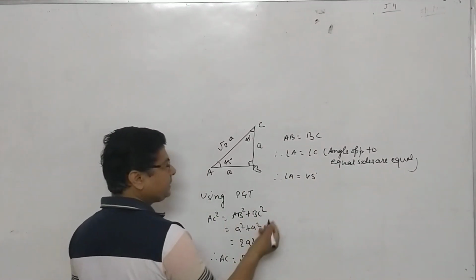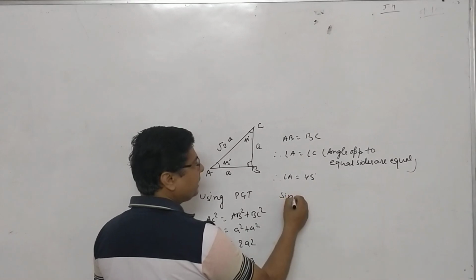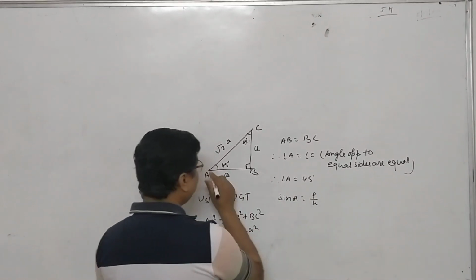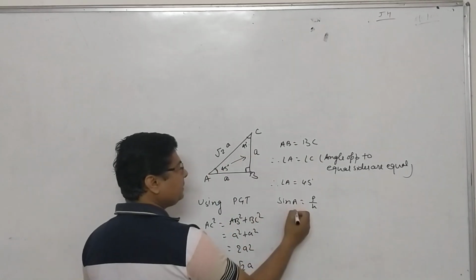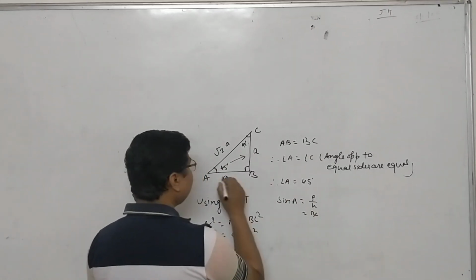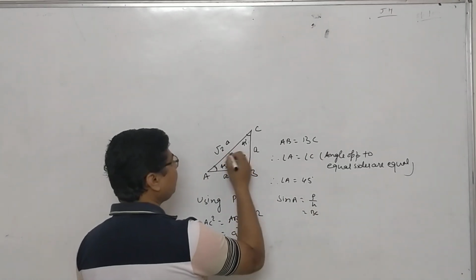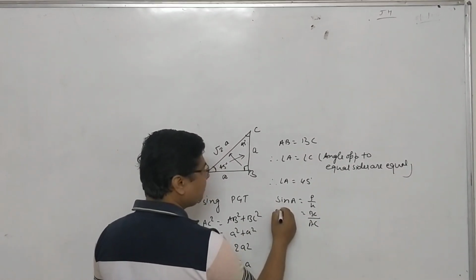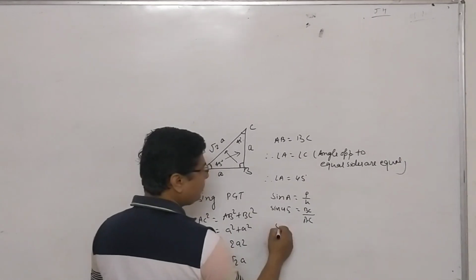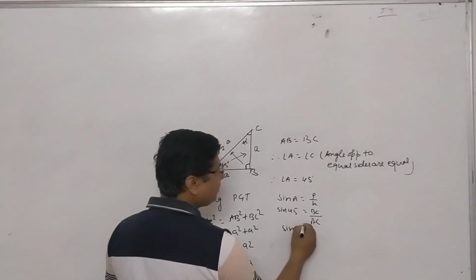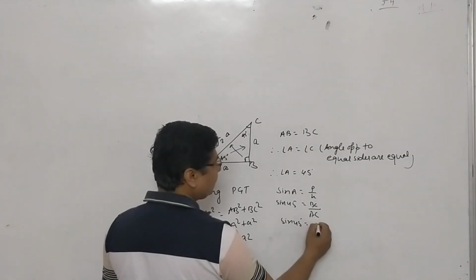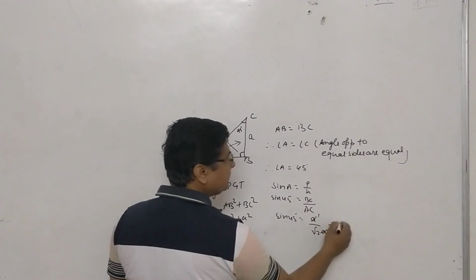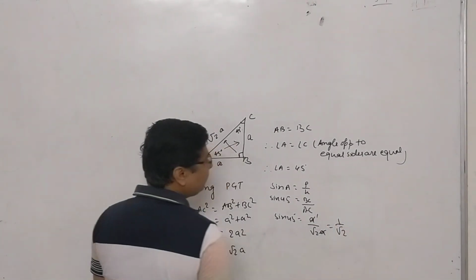Suppose we need to find sin 45. First of all, we write sin A equal to P upon H. For angle A, P is BC and H is AC. For angle A, you can write 45. So sin 45 will be what? BC is A, AC is root 2A. We can cancel them. We will get the value of sin 45.